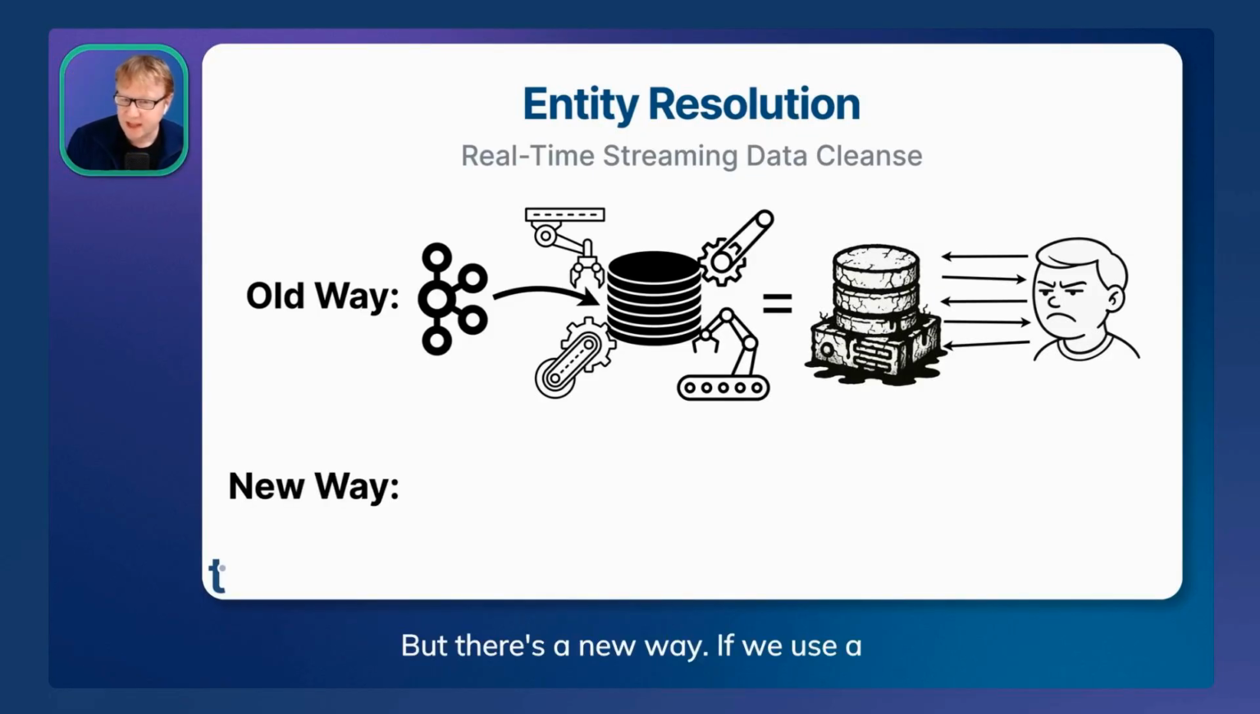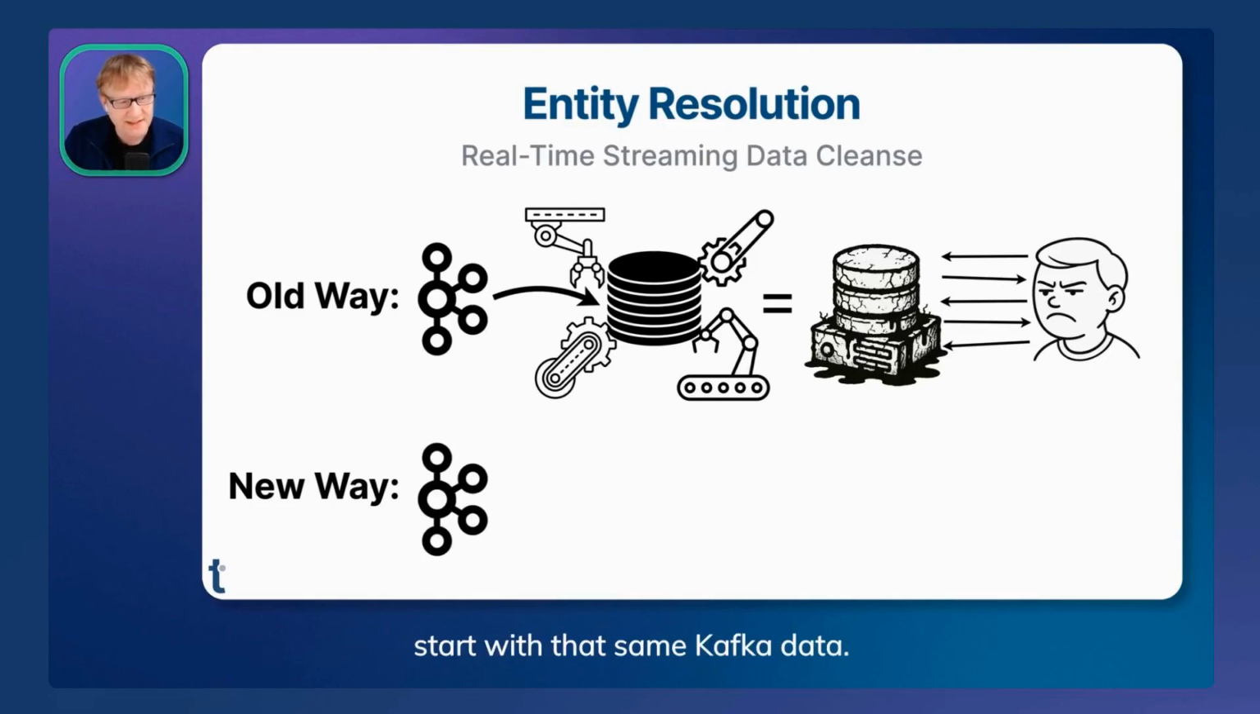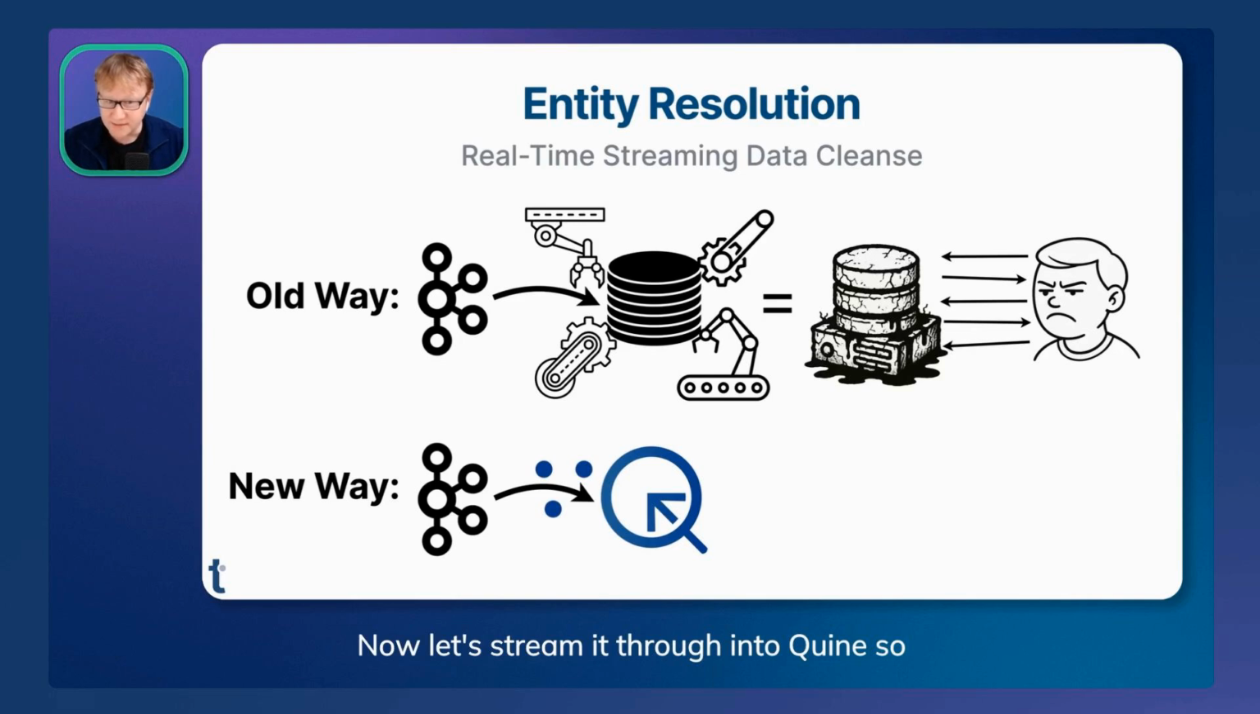But there's a new way. If we use a streaming graph, we can start with that same Kafka data. Now let's stream it through into Quine so that data comes in real time. We connect it together.